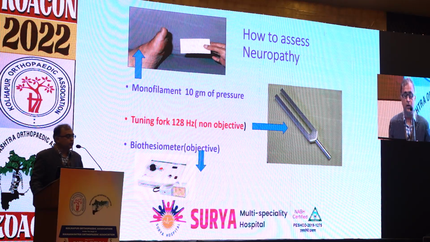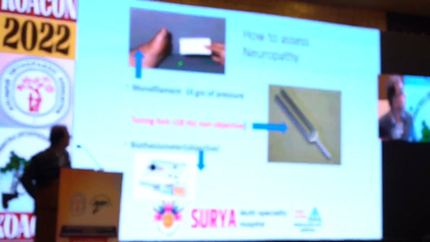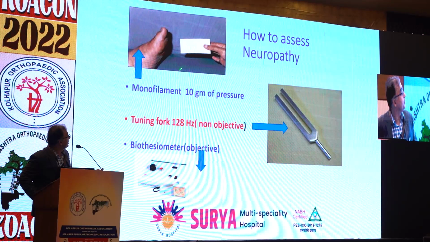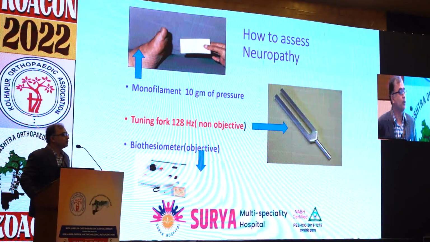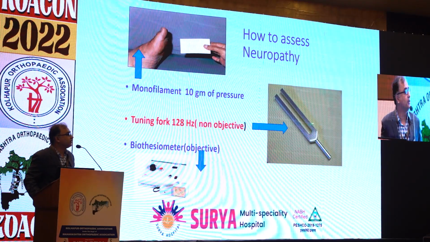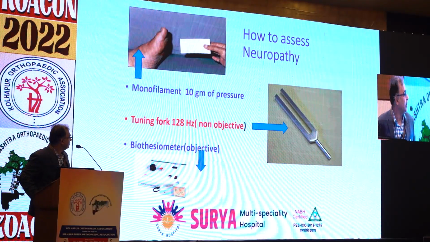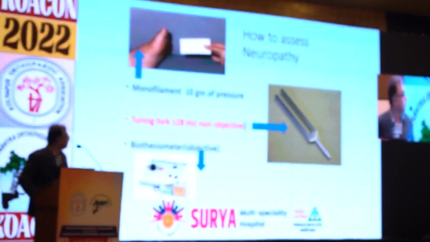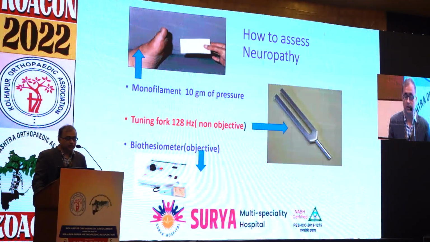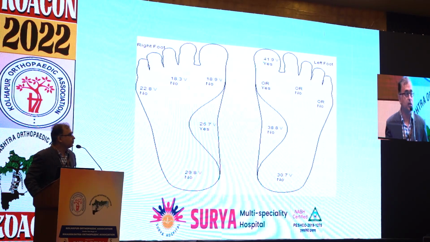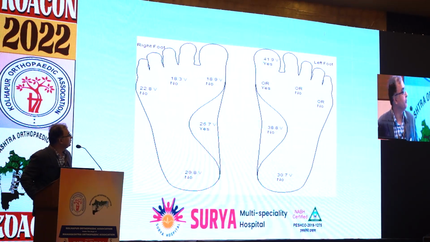So how to assess the neuropathy? The 10 gram monofilament tests touch and mechanical pressure. The 128 Hz tuning fork senses vibration but is a little non-objective. And the biothesiometer will give more objective values for study and research. So this is how the biothesiometric values come.